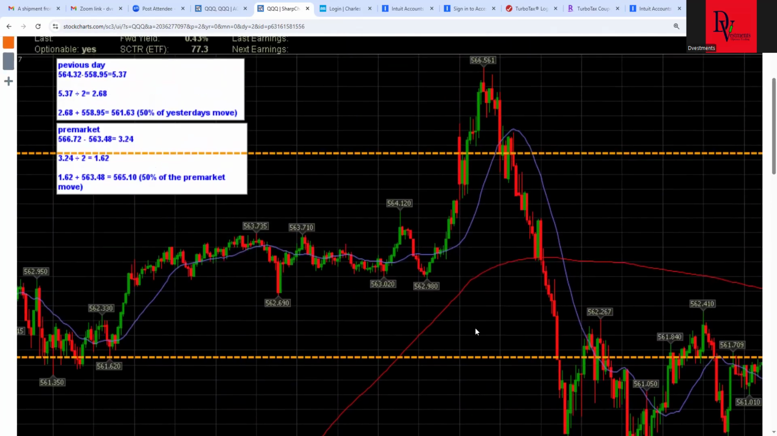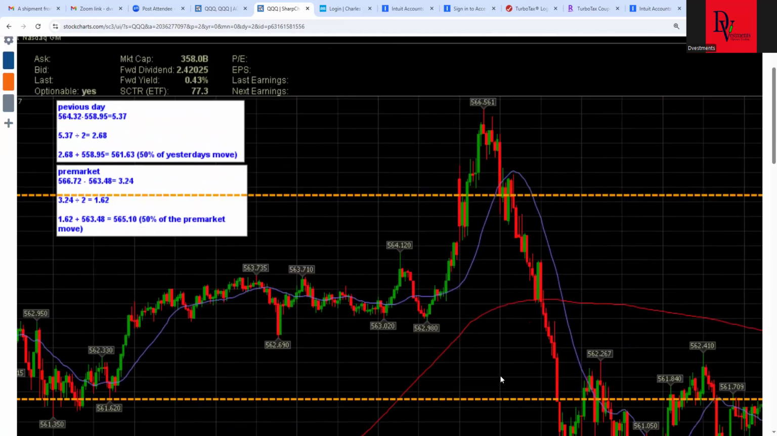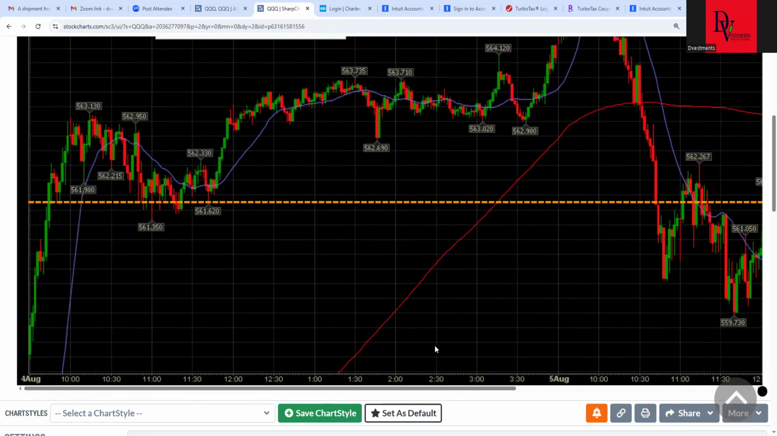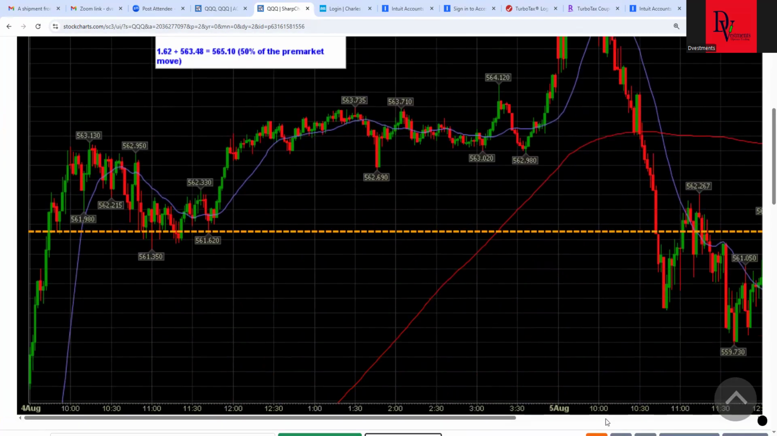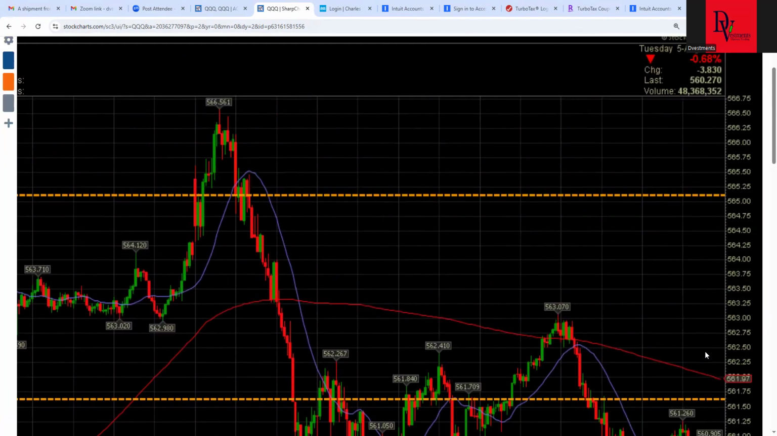All right. If I look up here in my legend for yesterday, I can see that the stock opened at 565.39. Okay. So it actually opened above my 565.10. So if you would get in on the open, you would have rolled it up to 566.51.